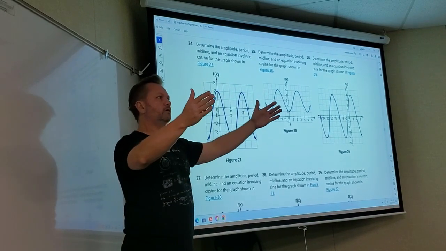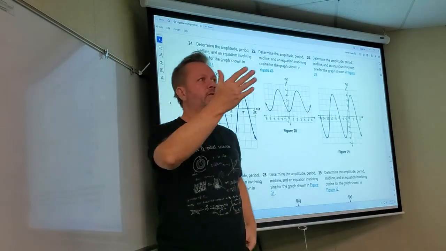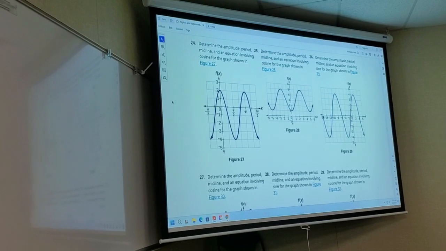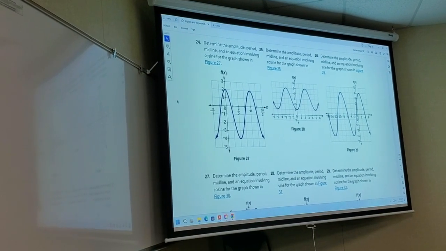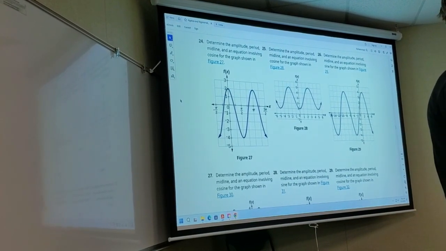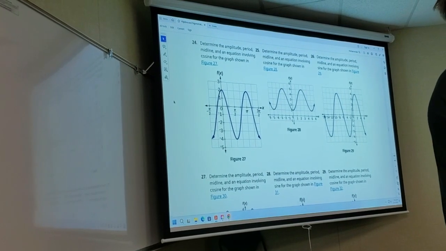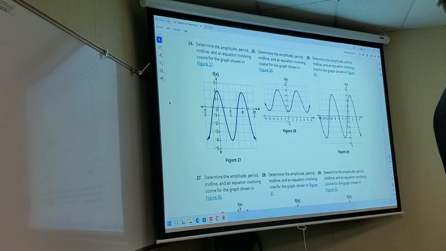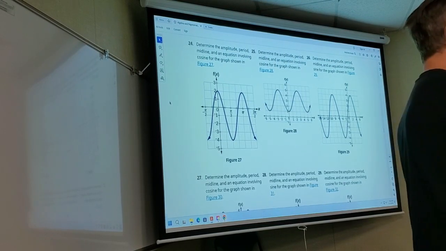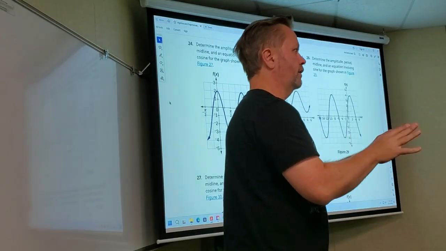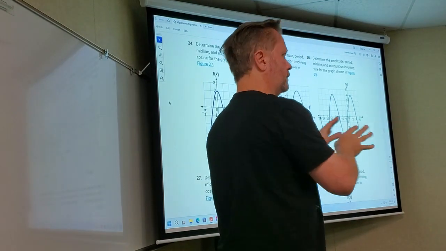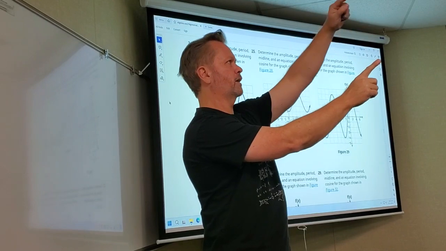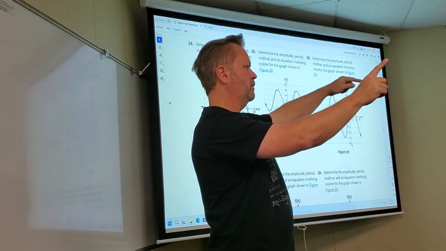When you're finding the period, are you looking at the distance between each cycle? What's the definition of the period? How long it takes for one cycle to complete. So you have to visually find a cycle. The easiest cycle I can see up here is because sine starts at the midline, correct? And then it goes to a maximum, and then to a minimum, and then it goes back to the midline.